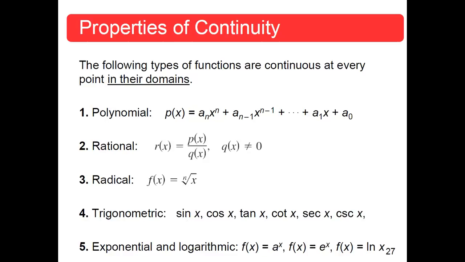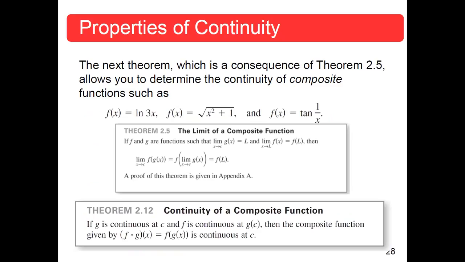For instance, in a few minutes, we'll look at sine of 1 over x. Sine of 1 over x is not continuous over the real number line because of that 1 over x as the argument. But we'll look at that in a few minutes. Okay, so with composite functions, if f and g are continuous at a point, then f composed with g is continuous at that point. So that means we could look at this composition right here.